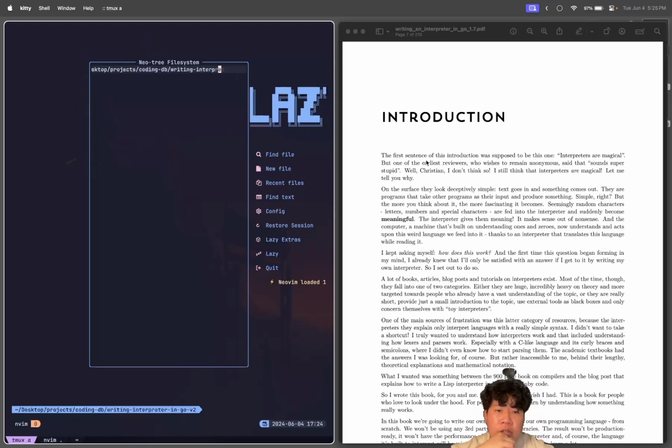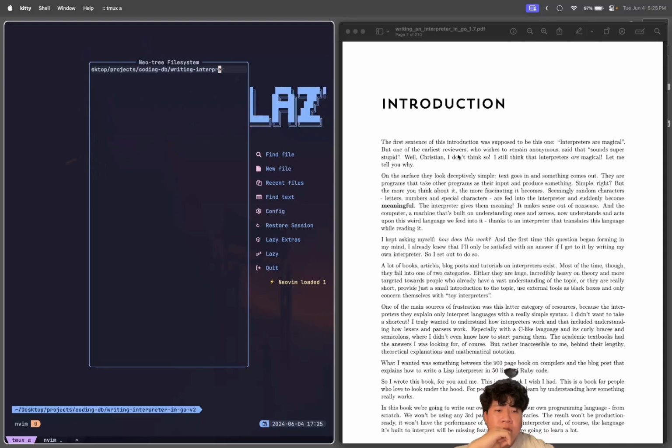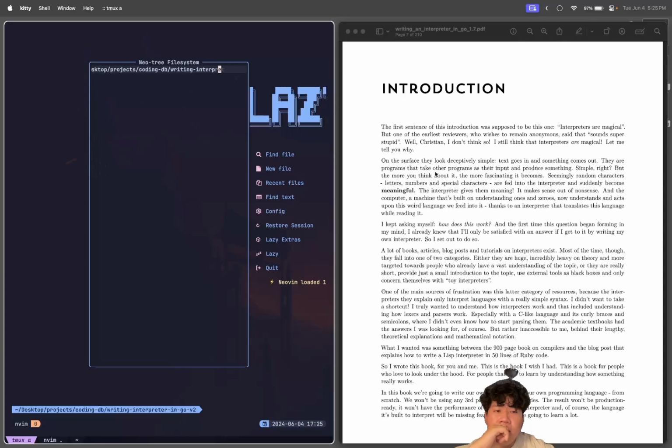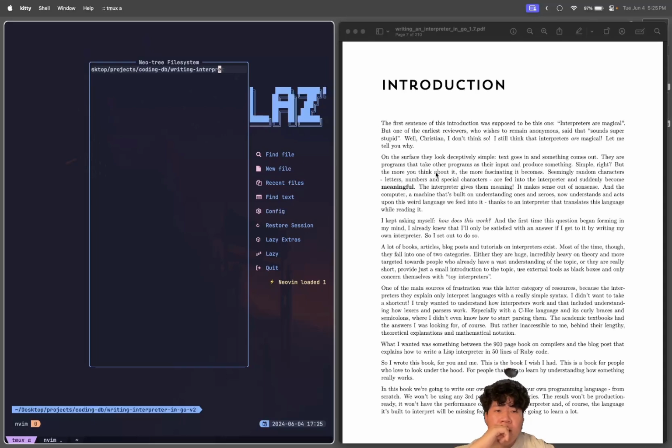Okay, so introduction. The first sentence of this introduction was supposed to be: interpreters are magical. One of the earliest reviewers, who wishes to remain anonymous, said that sounds super stupid. Christian, I don't think so. I still think that interpreters are magical. Let me tell you why.